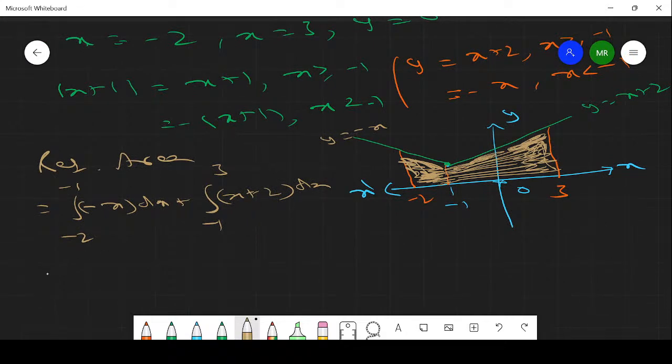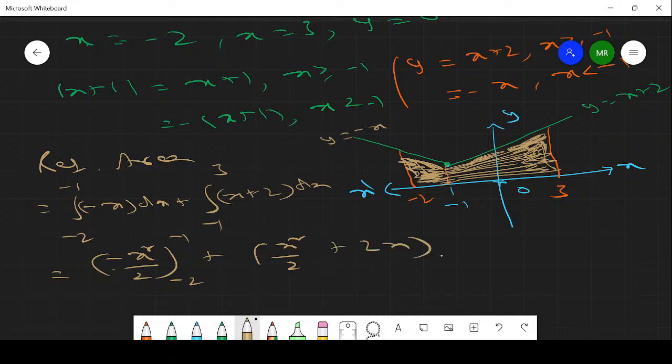Now if you find this, it will be -x square by 2, limits -2 to -1, and x square by 2 plus 2x, limits -1 to 3. Now if I simplify, it gives the required answer.